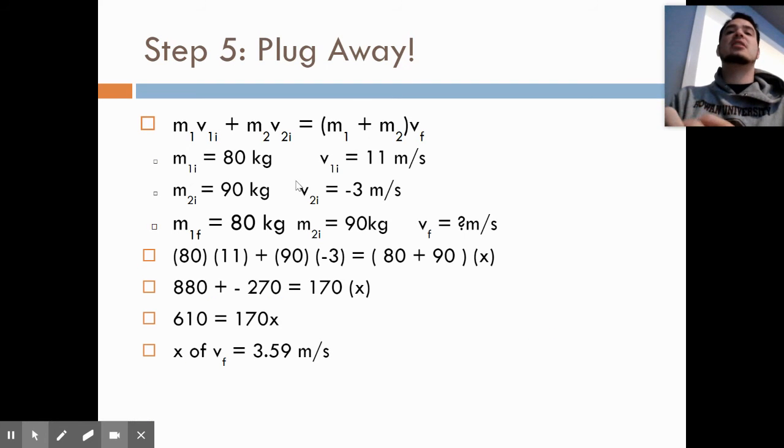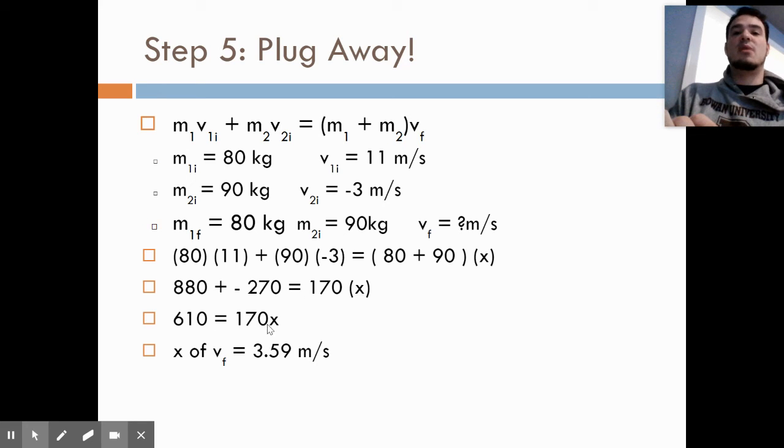And now we're just plugging in our numbers again. This is the same process. Once you get to here, it should be plug away, right? So we got 80 times 11 plus 90 times -3 equals 80 plus 90x. Boom, we do a little math. 880 minus the 270 equals 170x.